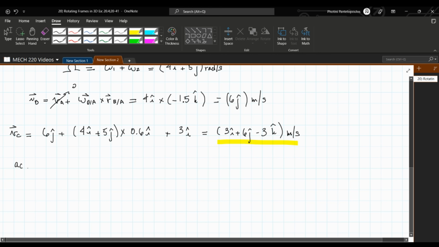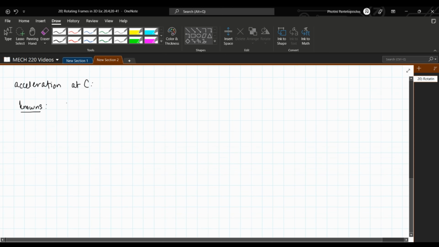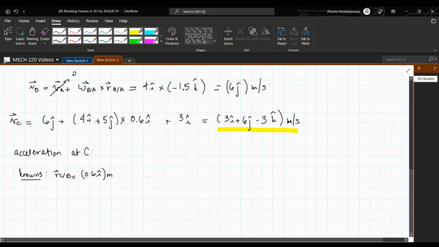Next, we're going to move on to the acceleration at C. So we have our C with respect to B, which we know to be 0.6i hat. And for the same reason that we know the velocity of C with respect to B, we know the acceleration of C with respect to B. They gave it to us, that's 2 meters per second squared. Put in vector form in the i hat direction, meters per second squared.